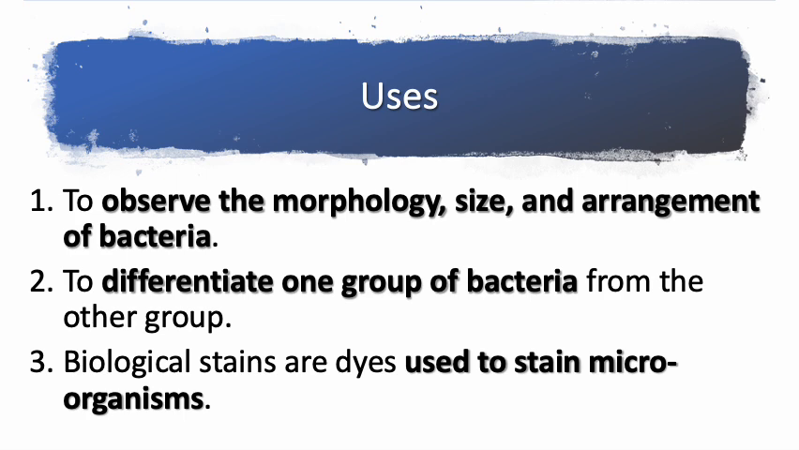Now, these are the uses of the differential staining method. Firstly, it is used to observe the morphology, size, and arrangement of bacteria. It also differentiates one group of bacteria from another group. And lastly, biological stains are dyes used to stain microorganisms.